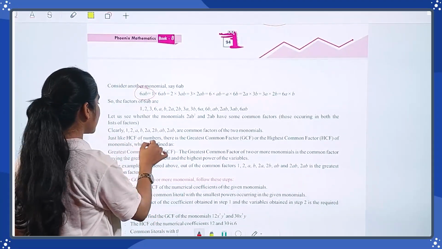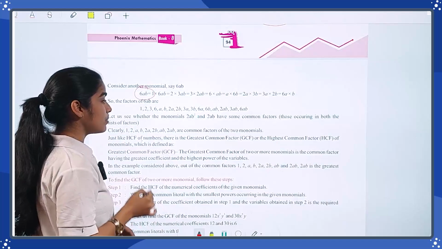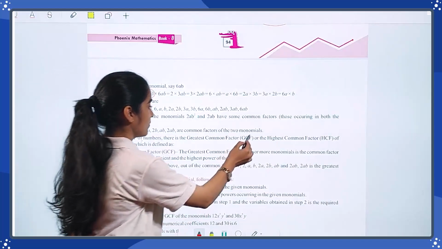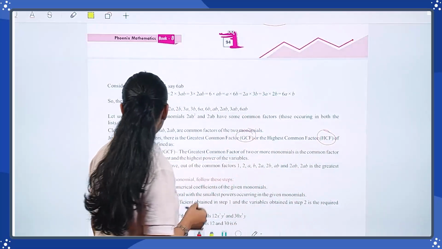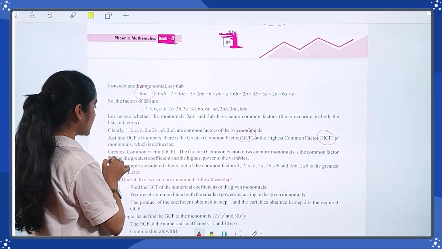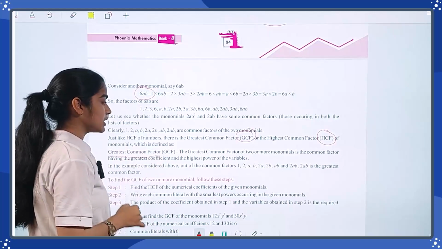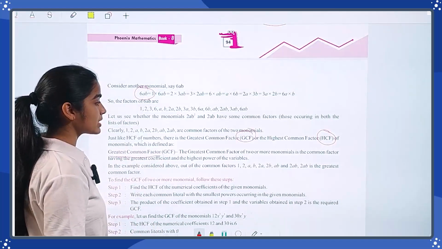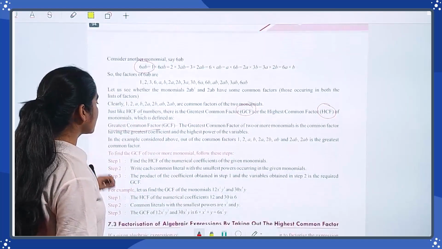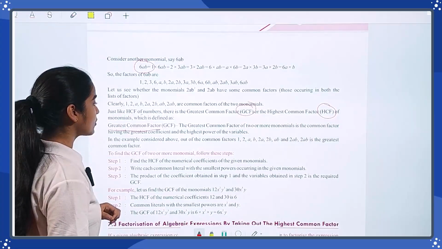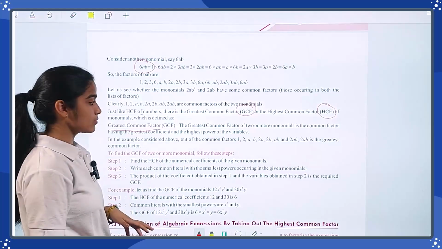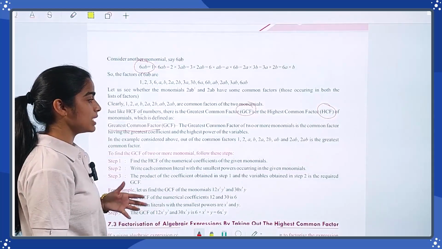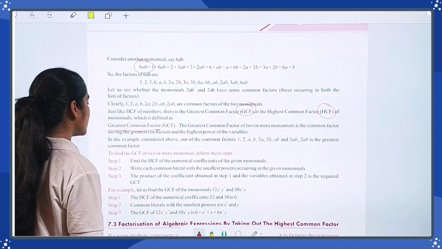Next we have, just like HCF of numbers, the greatest common factor, GCF, or the highest common factor, HCF, of monomials, which is defined as the greatest common factor, GCF. The greatest common factor of two or more monomials is the common factor having the greatest coefficient and the highest power of the variables. In the example considered above, out of the common factors 1, 2, ab, 2a, 2b, ab and 2ab, 2ab is the greatest common factor.